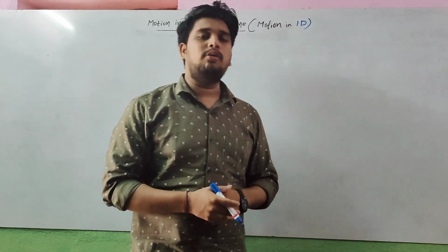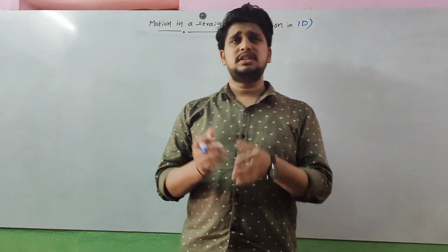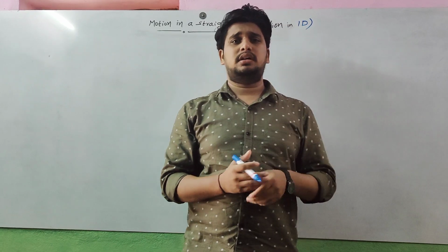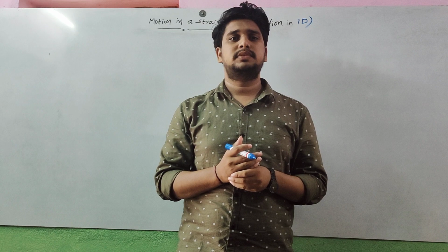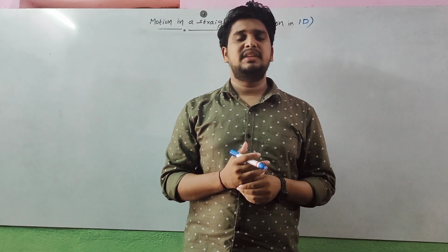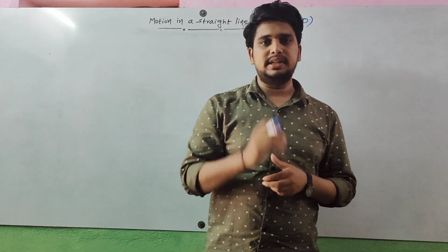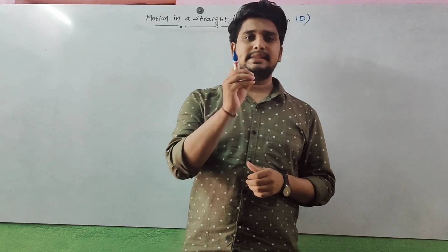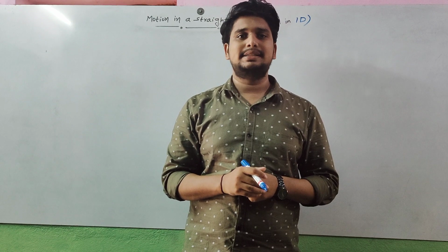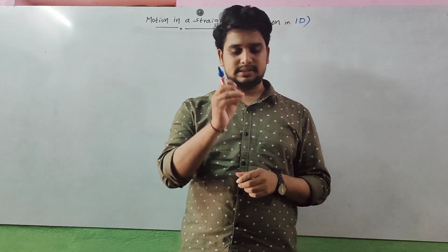Right, up to now I discussed the types of equations of motion. So we had four equations of motion. v is equal to u plus at, s is equal to ut plus half at square, v square minus u square is equal to 2as, Sn is equal to u plus a by 2 into 2n minus 1.